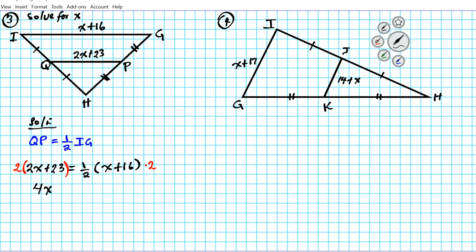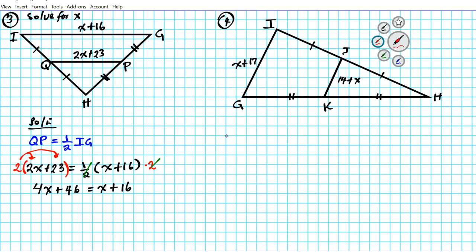What we're doing right now is distributing this 2 across these two terms in the parentheses. So you have 4x plus 46, and then this 2 and this 1/2 divide out, equals x plus 16. Alrighty. Okay, so let's collect like terms.